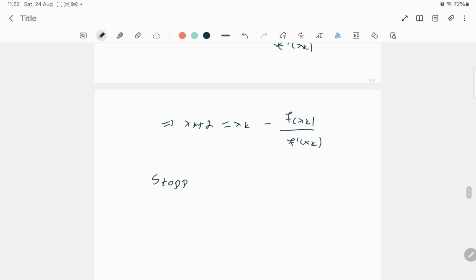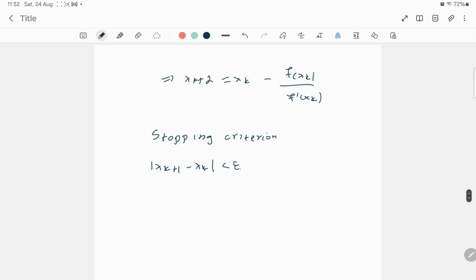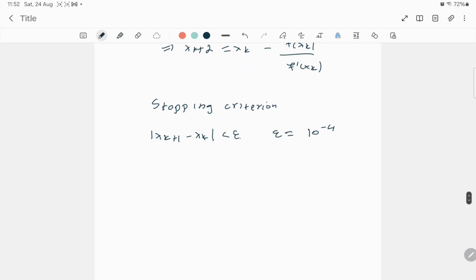And the stopping criterion to stop the iterative process is the following. If the difference between the previous approximation and the next approximation is less than epsilon, where epsilon should be 10 to the power of minus 4, so if the difference is really small, then you stop the iterations. This is the stopping criterion, and epsilon is usually called the tolerance in numerical methods.